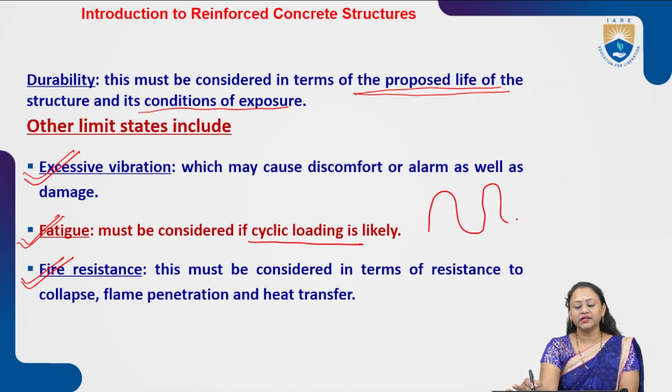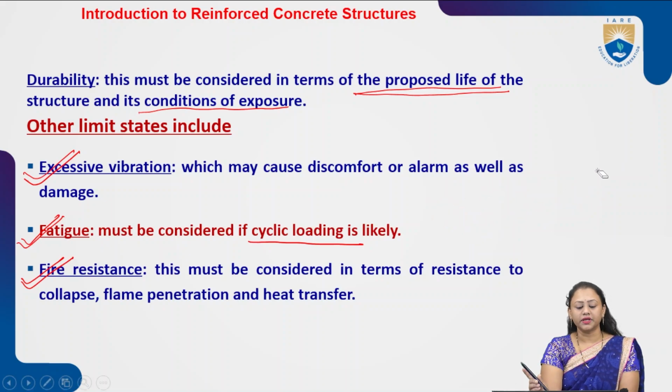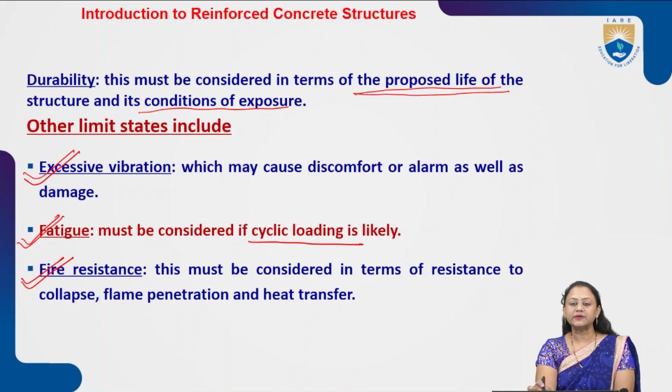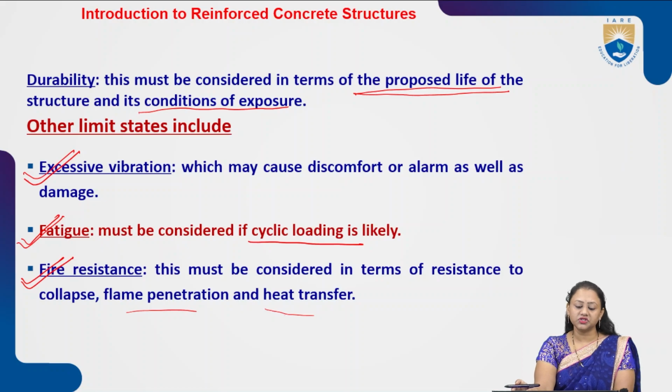When there is a load acting cyclically, right? This is called cyclic loading. Fire resistance must be considered in terms of resistance to collapse, flame penetration, and heat transfer. So whenever there is a case of unexpected fire, the structure should be resistant to fire. There is resistance to collapse, flame penetration and heat transfer. The structure should be resistant to fire. These are the different types of limit states for the design of any reinforced concrete structural element.